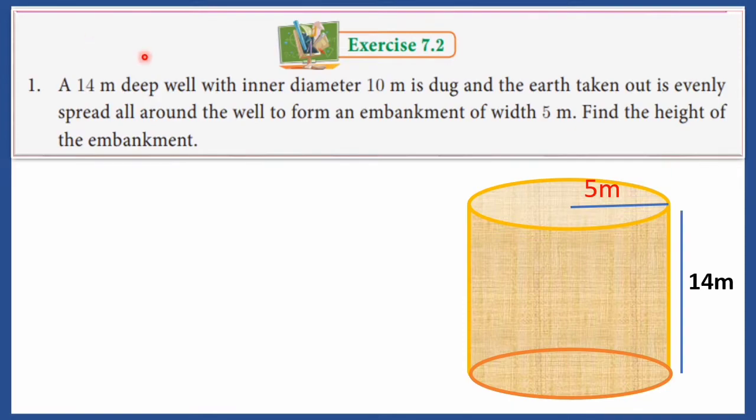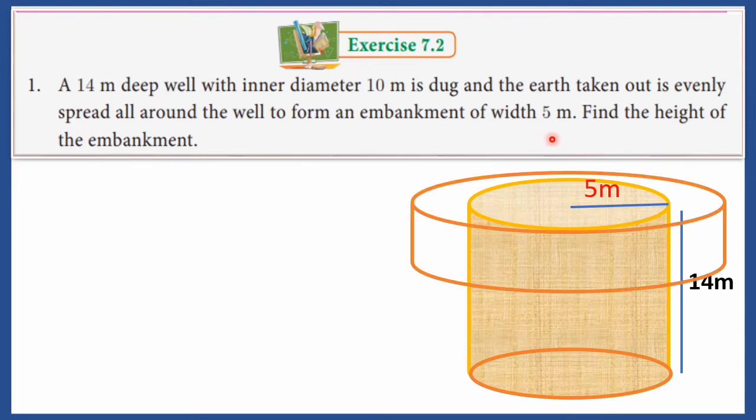14 meter. The well is dug and the earth taken out is evenly spread all around the well to form an embankment of width 5 meter. See here like this. We have to find the height of the embankment. First understand the concept. Let us follow the diagram. What is given? A 14 meter deep well with inner diameter 10 meter is given. So radius of the well equals 5 meter and depth, that is height of the well, equals 14 meter.